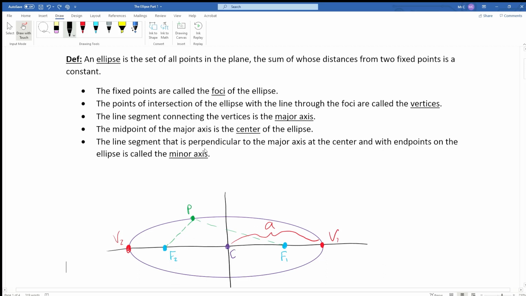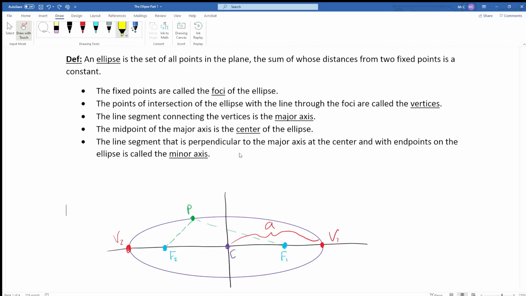The line segment that is perpendicular to the major axis at the center and with endpoints on the ellipse is the minor axis. So the minor axis is this line segment right here. Now, to be clear, the center and the foci are not on the ellipse, but they are part of what describes the ellipse.